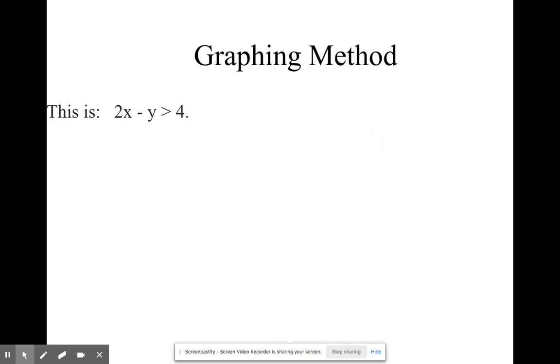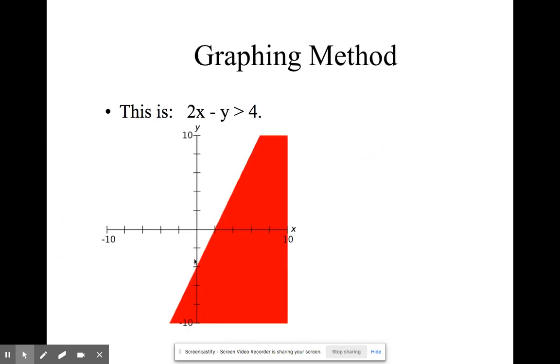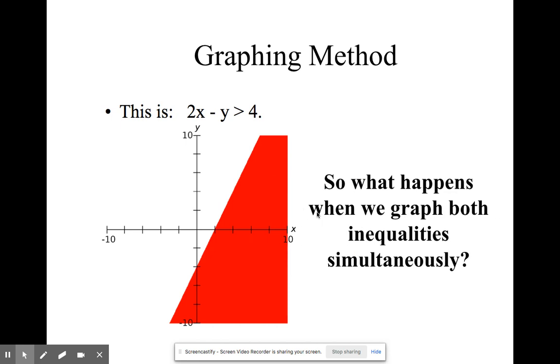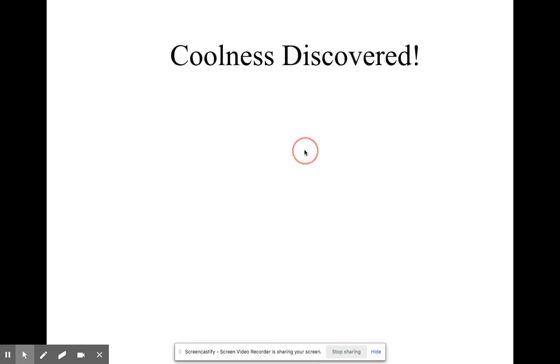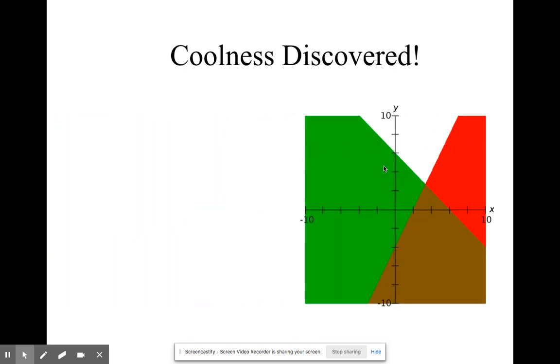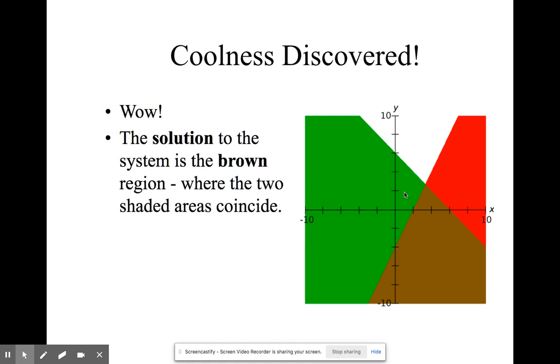Then you're going to graph the next one. Once you have both of them graphed on the same coordinate grid, you can ask yourself, what happens when we graph both inequalities simultaneously? Let's see what this means for our answer. Coolness discovered. I love these systems of inequalities because looking at both of these, we automatically find that our solution to our system is the brown area. This brown area is where our two shaded areas coincide. That's where they meet.